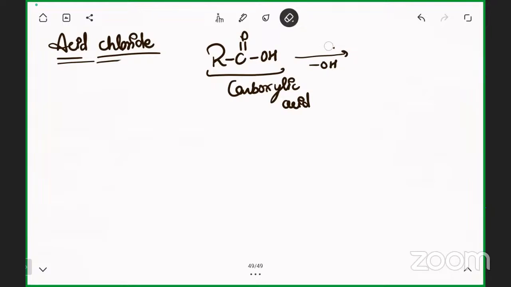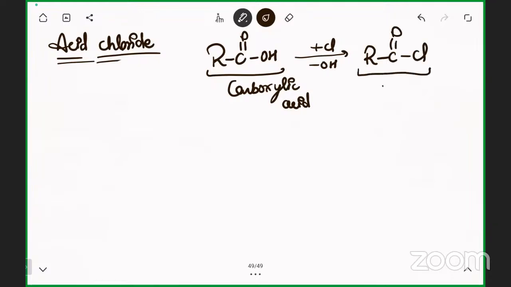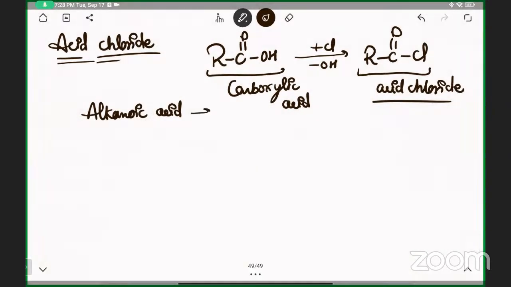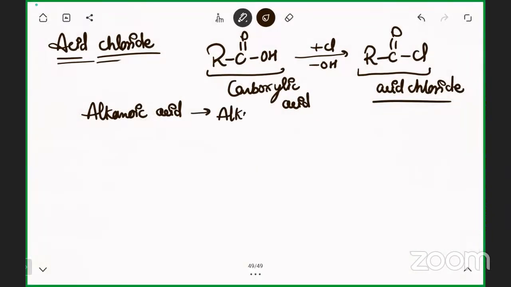In this case, we are adding Cl. So it will form RC double bond O single bond Cl. So RCOCl is known as acid chloride. This is known as what? Acid chloride. So how will you write the name? If alkanoic acid is present, then you will write alkanoyl chloride.